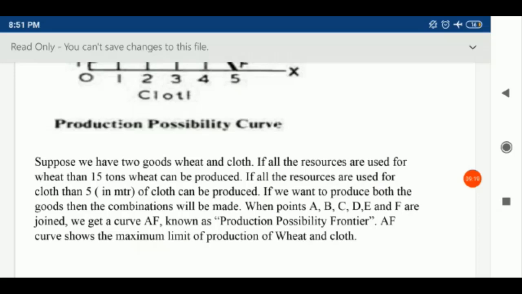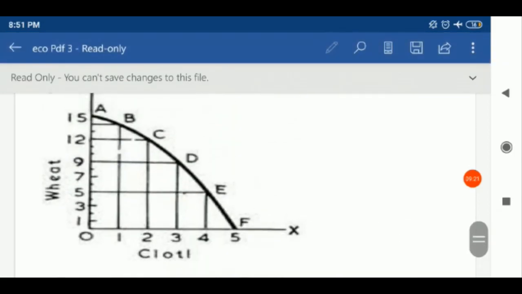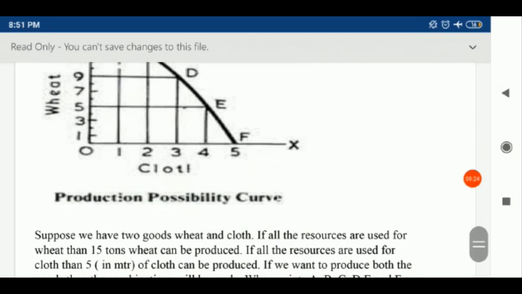So this is all about the introductory part of the production possibility curve, and the related topics will be discussed in the upcoming videos.